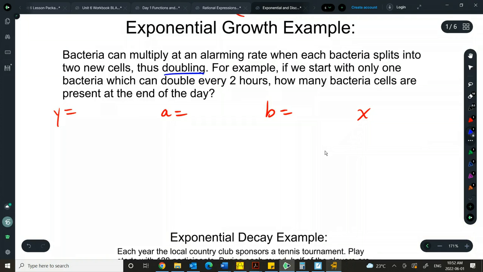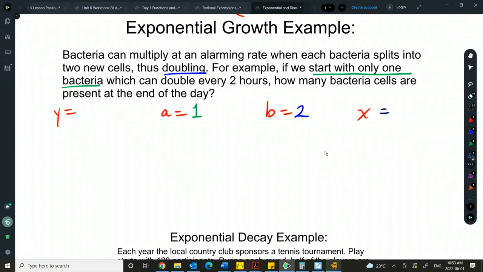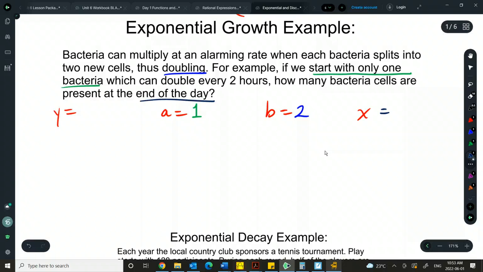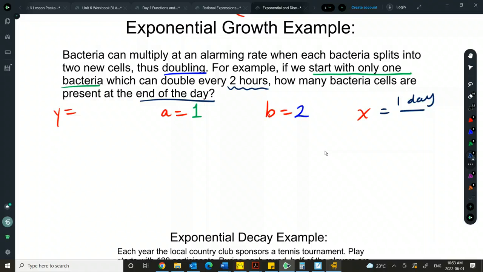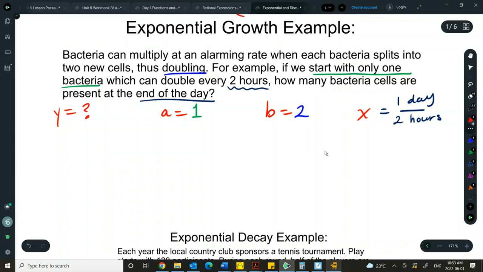B, because we are doubling, will be 2. We are starting with one bacteria, so that's the initial value A. X has 2 components to it. It's total time t, which we don't know. Actually, we do know. End of 1 day. So total time is 1 day. And it doubles every 2 hours. So that's the doubling period. That's what goes on the bottom of X. The future amount of bacteria is unknown.